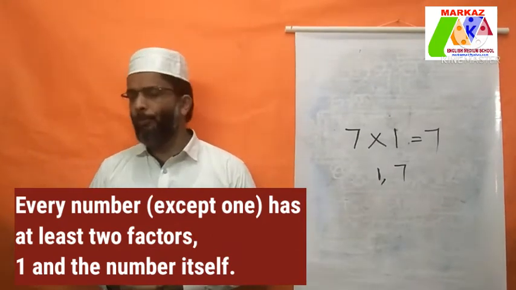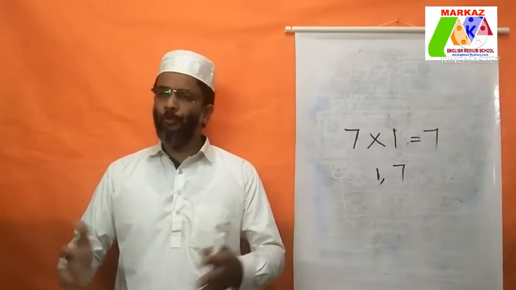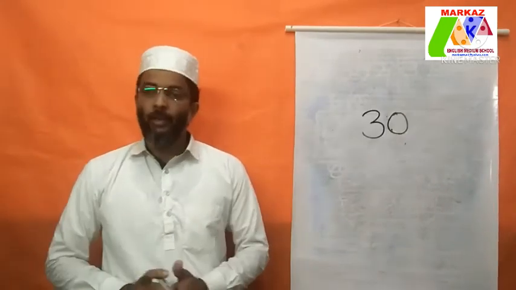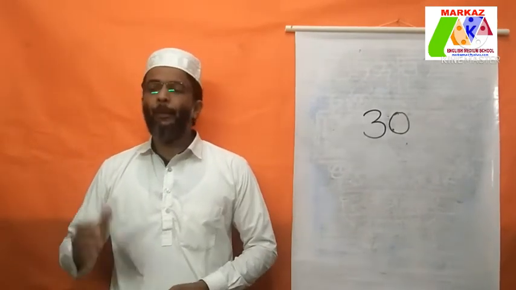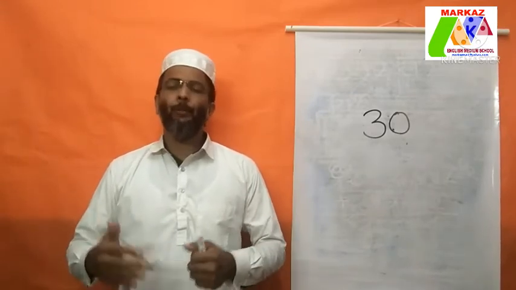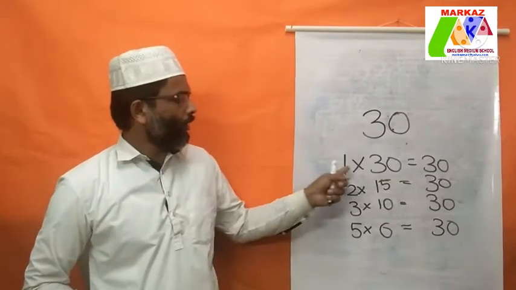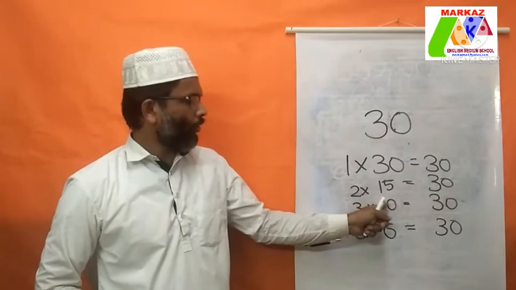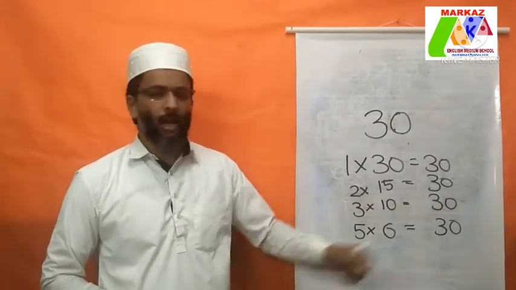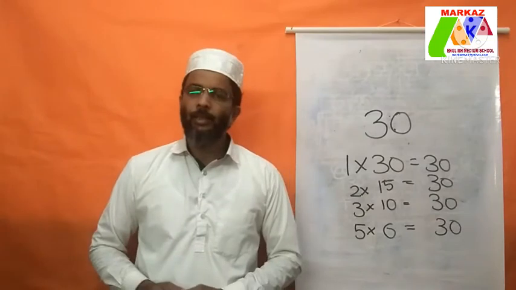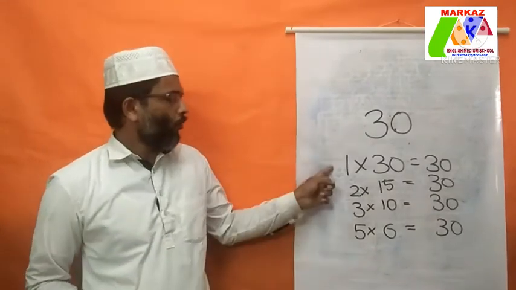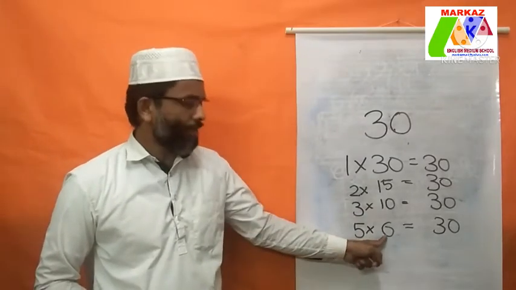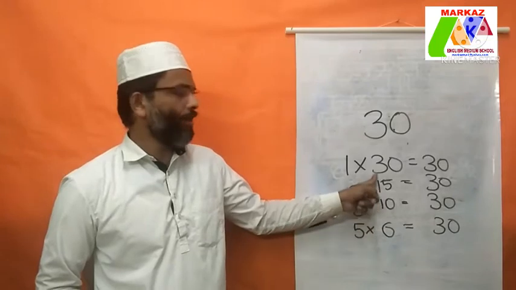Do remember these points properly. They will help you to find the factors. Now, let's find the factors of one more number. Let's take the number 30. The pairs of numbers which give the product 30 are 1 into 30 is 30, 2 into 15 is 30, 3 into 10 is 30, 5 into 6 is 30. Thus, the factors of 30 are 1, 2, 3, 5, 6, 10, 15 and 30.